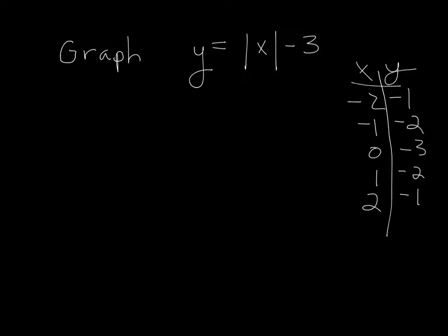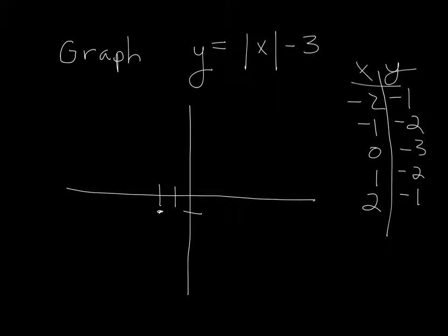On this first one, maybe a couple, I'm going to go slow and just plot points again, but that's not the idea of this lesson. The idea of this lesson is to go faster and learn the patterns. But let's learn the pattern right now. Here we go. We've got -2, -1, which is right there. We've got -1, -2, which is right there. We've got 0, -3. Then we've got 1, -2. And then we've got 2, -1.